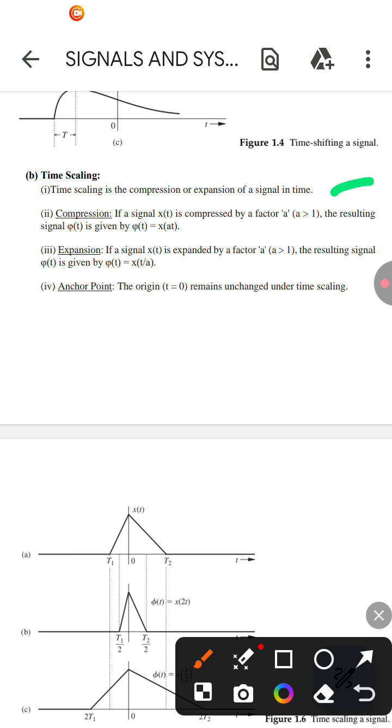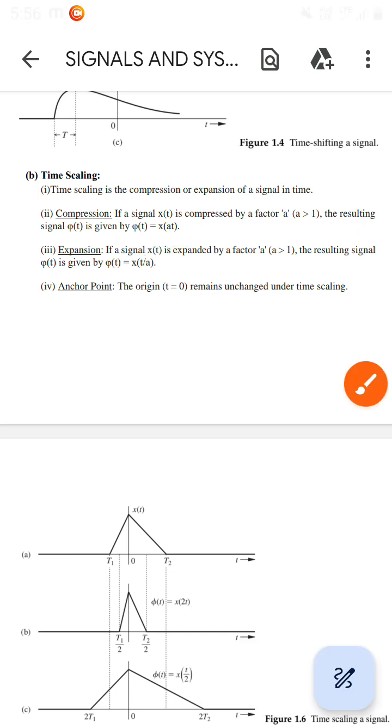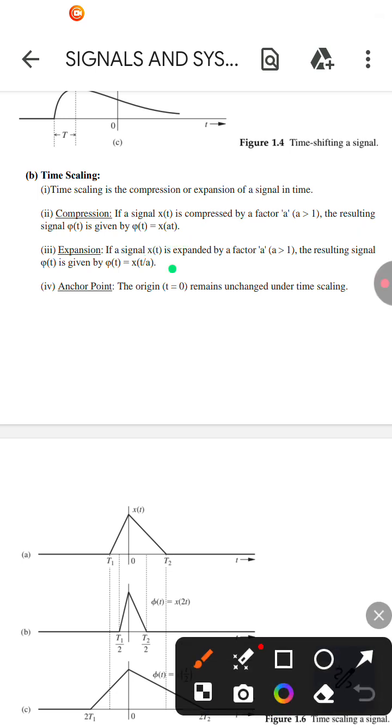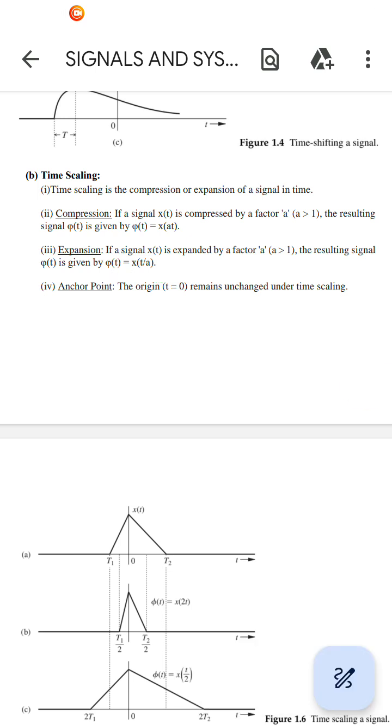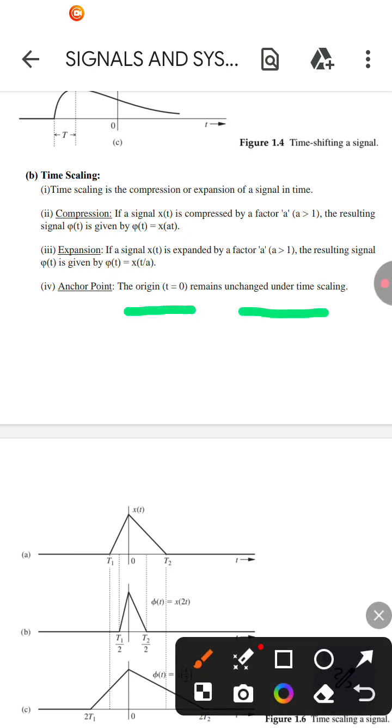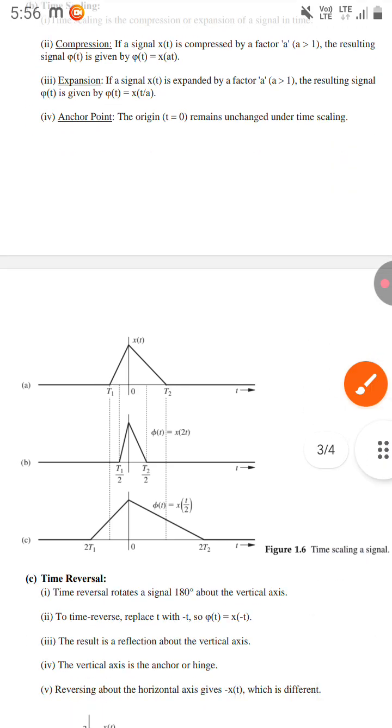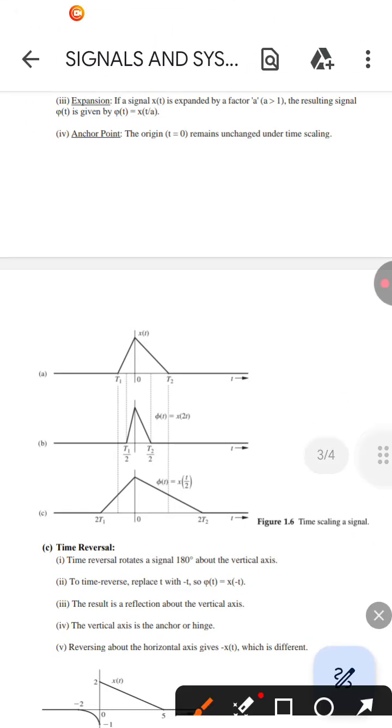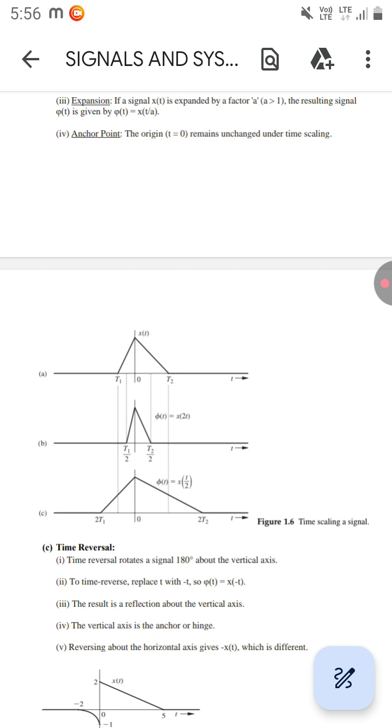Time scaling is the compression or expansion of a signal in time. Compression: if a signal x of t is compressed by a factor a, where a is greater than 1, the resulting signal phi of t is given by phi of t equals x of at. Expansion: if a signal x of t is expanded by a factor a, then the resulting signal phi of t is given by phi of t equals x of t by a. The anchor point, the origin t equals 0, remains unchanged under time scaling. If you observe here, these three figures represent the time scaling of a signal.